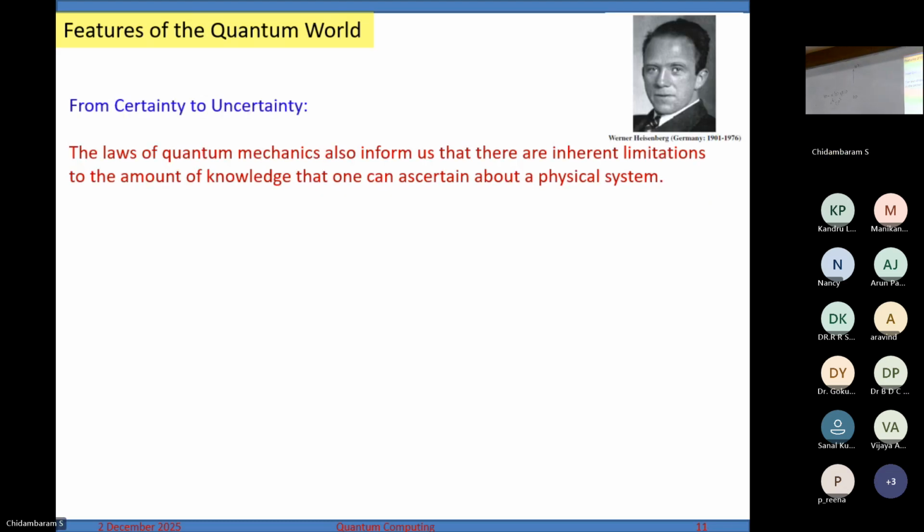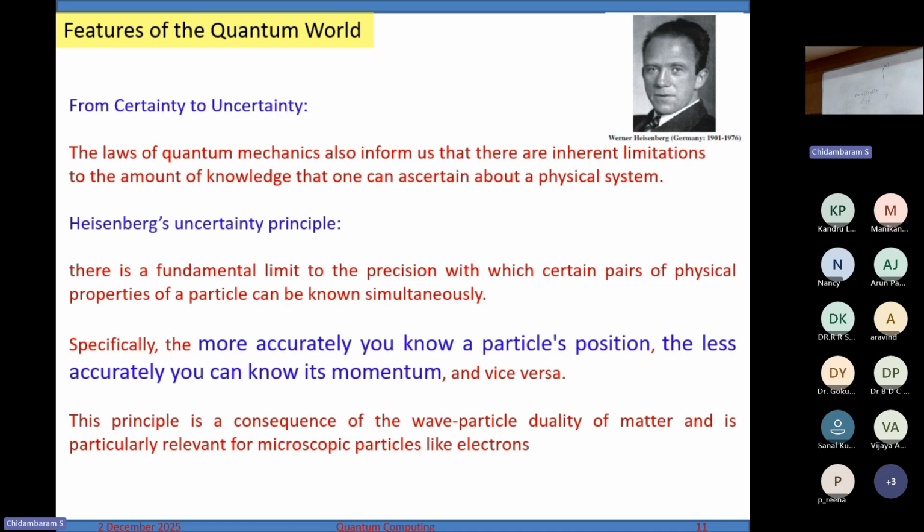So from certainty to uncertainty, this is another interesting phenomenon of the quantum world, wherein the laws of quantum mechanics inform us that there are inherent limitations to the amount of knowledge that one can ascertain about a physical system. Based on this, we have a principle. The other day, Professor Balakrishnan was mentioning the Heisenberg uncertainty principle. What does the Heisenberg uncertainty principle say? The more accurately you know about a particle's position, the less accurately you know about its momentum, right?